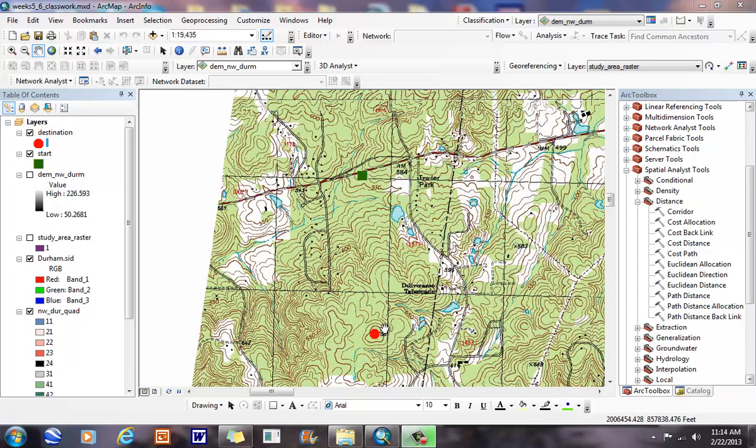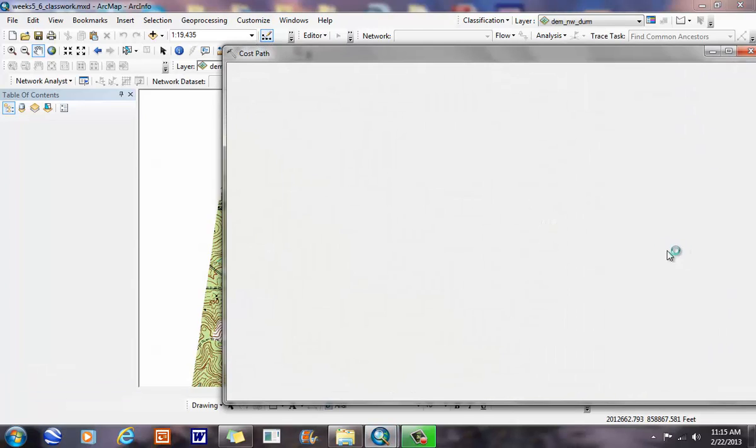And since we're building this hiking trail that's going to be family friendly, we want to go up the least amount of slope. When I double click on my cost path algorithm, you're going to see what I have here. I have some input parameters that I need. One of the things that I need is a cost matrix, and another thing that I need is a cost distance matrix, and another thing that I need is a backlink.